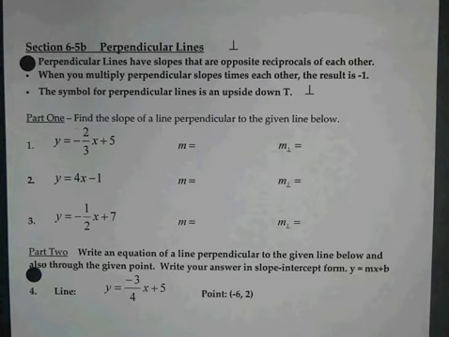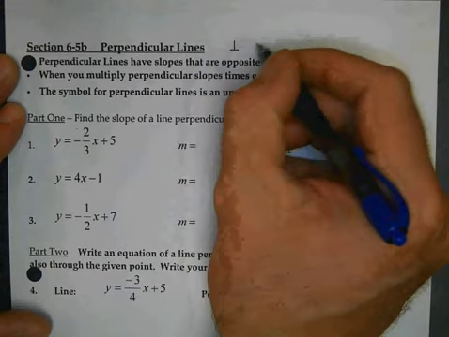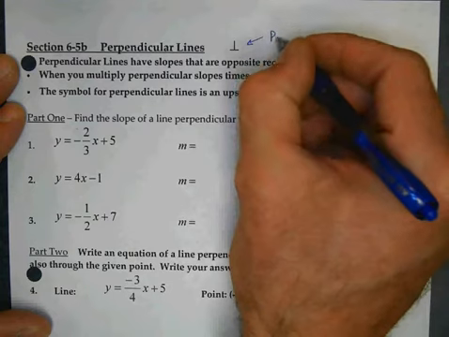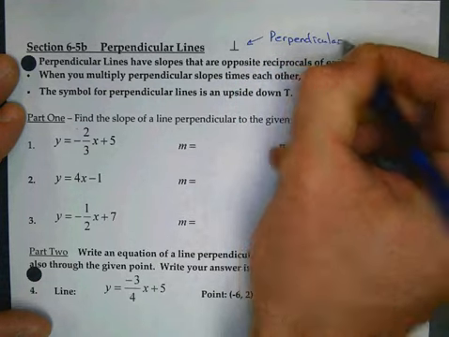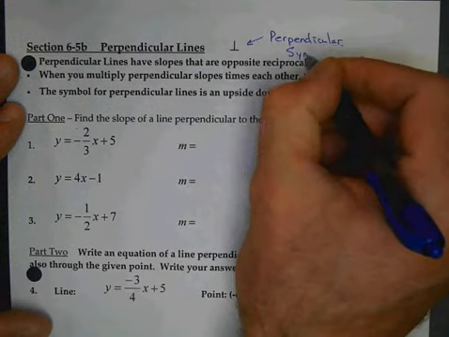All right, so as we look at section 5 in part B, in part A we talked about parallel lines. In part B we talked about perpendicular. Now, as we review, parallel lines have the same slope. So just remember, parallel lines have the same slope. This symbol right here is the symbol for perpendicular. Okay? So if you don't want to spell perpendicular, that is the perpendicular symbol.